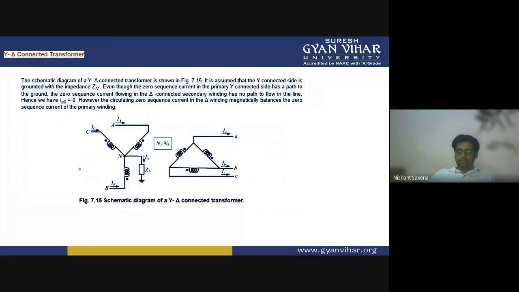Now, for the zero sequence circuit in the line, the zero sequence in the primary side has to be grounded. So we have IA0 equal to 0 for the secondary side. This is for the secondary side, not for the primary. So the circulating zero sequence current in the delta winding magnetically balances the zero sequence current on the primary winding. It will magnetically balance it.